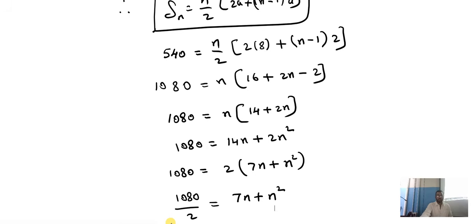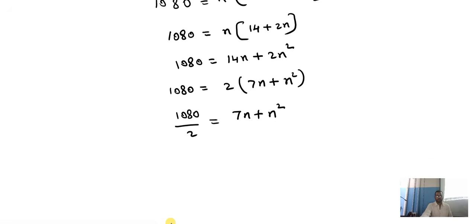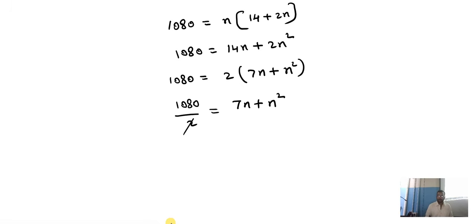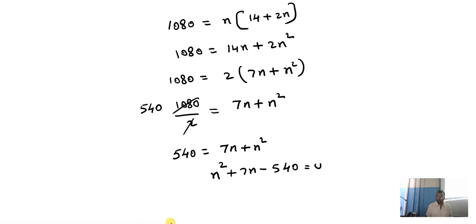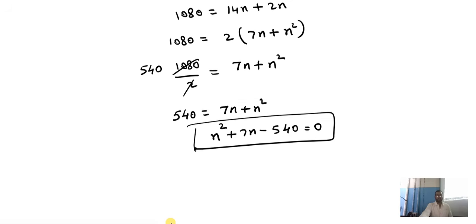Now 1080 divided by 2, we got the same thing, 540. 540 is equal to 7n plus n square. Now let me make it a quadratic equation. n square plus 7n minus 540 is equal to 0. We got the quadratic equation. Now we need to reduce this quadratic equation.